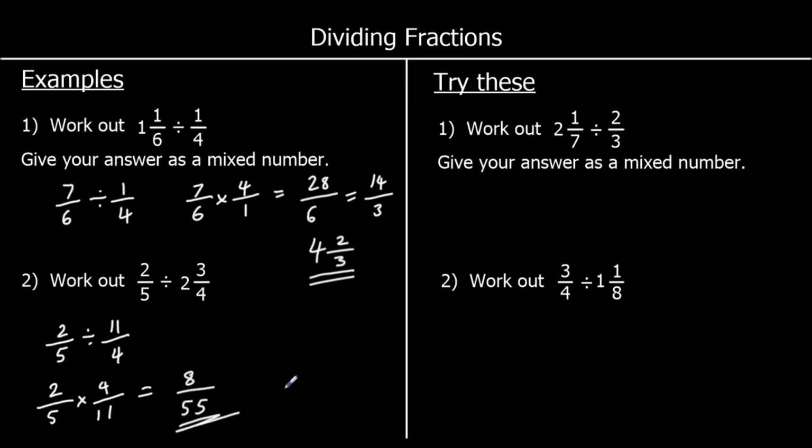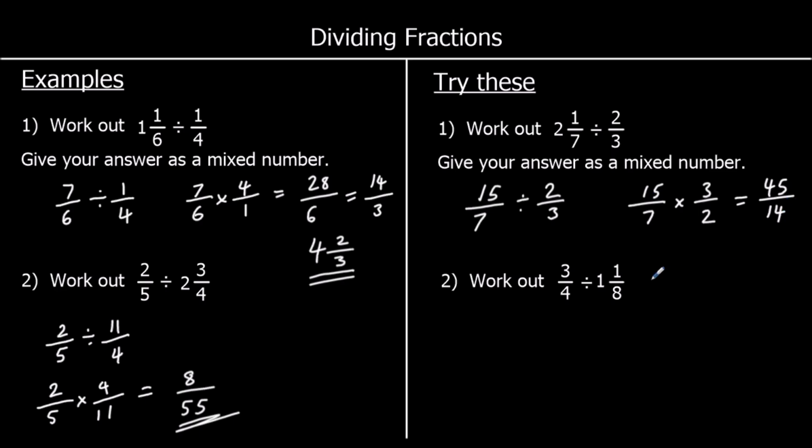Okay, 2 for you to try. So give these 2 a go. So we've got 2 1/7 divided by 2/3. 2 1/7 is the same as, so 2 7s are 14, plus 1 is 15. So that's 15/7 divided by 2/3, which is the same as 15/7 times 3/2. So let's times the top and times the bottom. 15 3s are 45. 7 2s are 14.